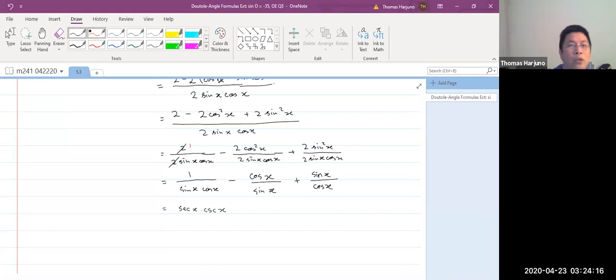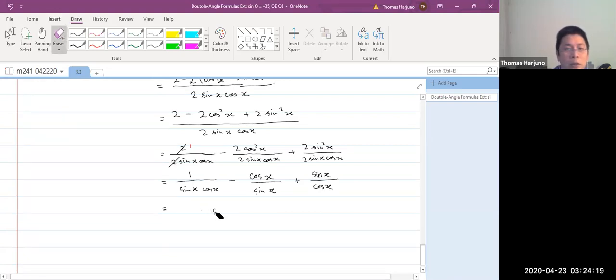If you want to go a bit slower, you can do it this way. In case you don't see what I did, I will write it as 1 over sine x times 1 over cosine x. See? And this becomes cotangent x, this becomes tangent. So this guy becomes secant x, this is cosecant x, just to match with the pattern on the right hand side.